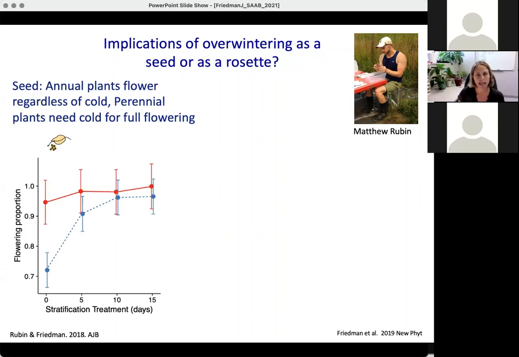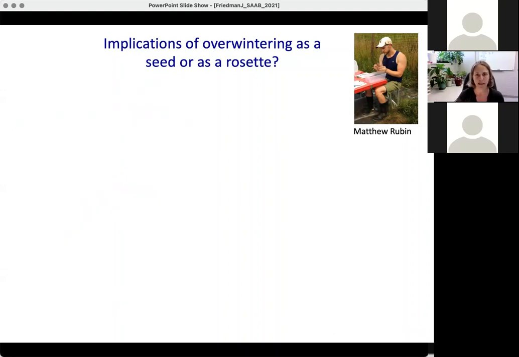So I'll just remove that slide for a bit and tell you what we did. We used about 80 populations of annuals and perennials from across that range, much of the same populations that I've already shown you. And we grew them in growth chambers where the seed either experienced cold or it didn't. So we wanted to replicate winter with these seeds. And then we grew them up and quantified whether or not the individuals flowered.